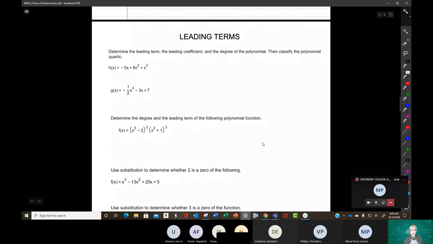And now we're going to talk more about the leading term. How do you know what the leading term is? What is the leading coefficient? What is the degree of the polynomial? Okay, so here we go.